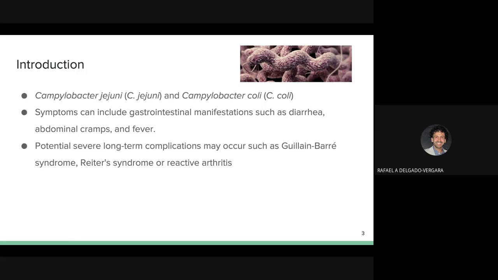Patients may experience mild to severe illness, and symptoms can include gastrointestinal manifestations such as diarrhea, abdominal cramps, nausea, and fever. The severity of symptoms during the disease mainly depends on the infective strain and on the medical condition of the patient. On the other hand, there are potential severe long-term complications like syndromes such as Guillain-Barré syndrome, Reiter's syndrome, or reactive arthritis.